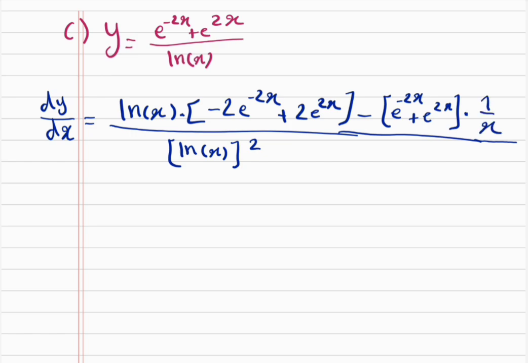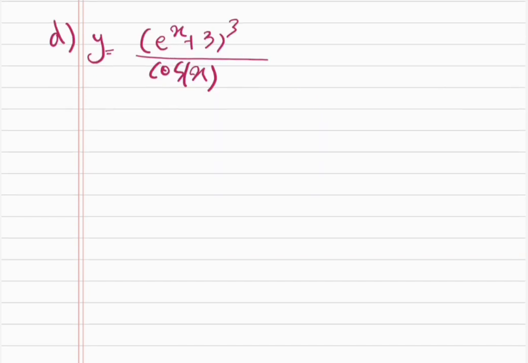And so this is the answer to this question. You can simplify this, but since we are not asked to do so, let's just leave the answer in this form. Okay, for part D, we have e to the x plus 3 cubed, and the denominator is cos x. So again, the same pattern with just different functions.